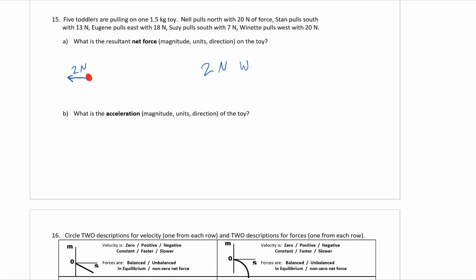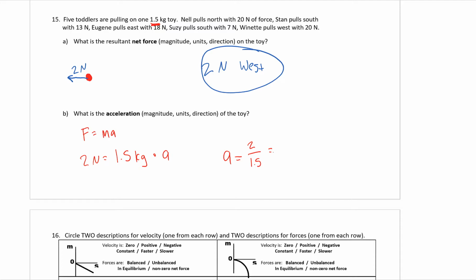So 2 newtons west. To figure out the acceleration, you have to use the equation from Newton's second law, which is F equals ma. Now the force, you just figured it out. The force is 2 newtons. So 2 newtons equals the mass, which is up here, 1.5 kilograms, times the acceleration, which is what we don't know. So that means the acceleration, doing some algebra, is going to equal 2 over 1.5. And that gives you 1.33 meters per second squared. And this is 2 newtons, 1.5 kilograms. So that's your answer.